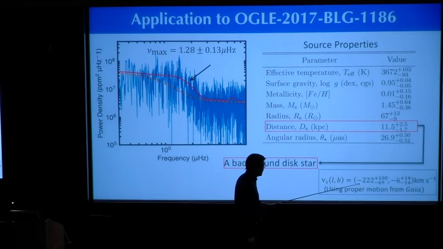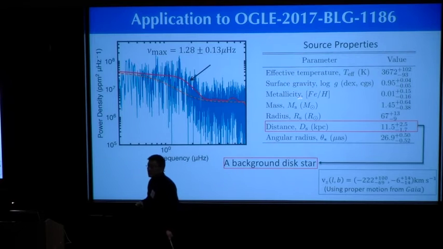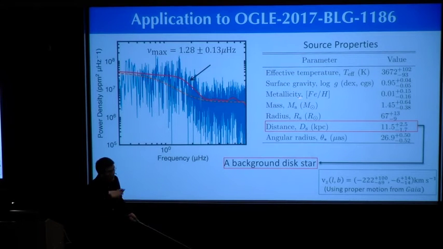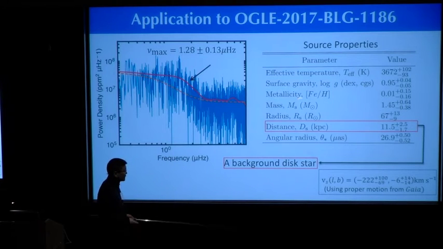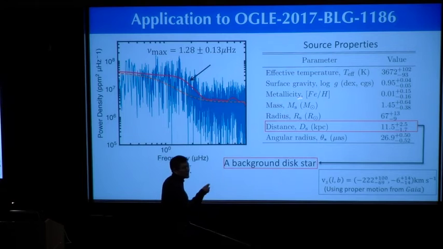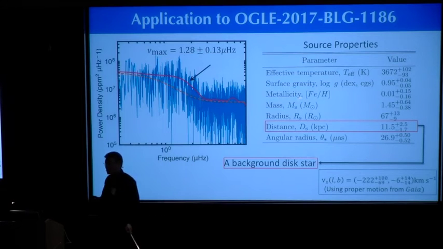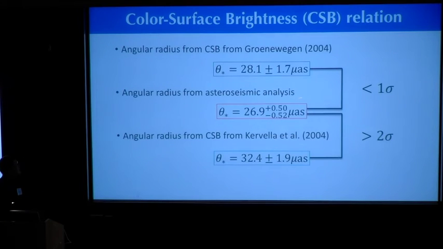So the L direction motion is minus 222 kilometers per second. Basically, it's consistent with being counter-rotating on the far side. So we infer that the background star is actually conforming to a disk star counter-rotating in the opposite sense relative to the Sun. Okay, so we can infer the source radius.